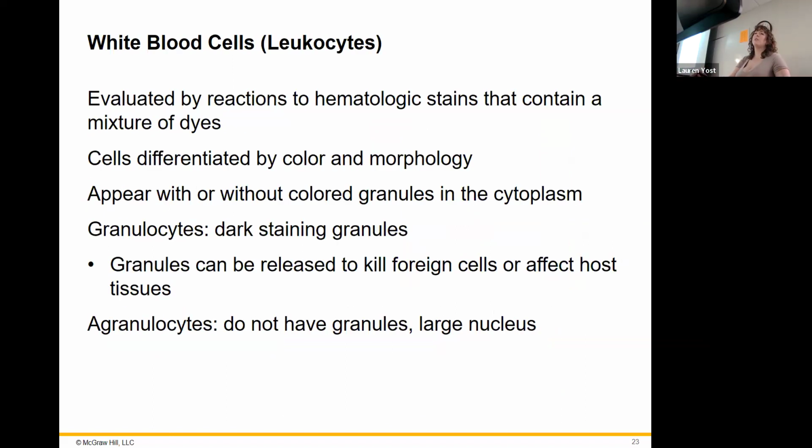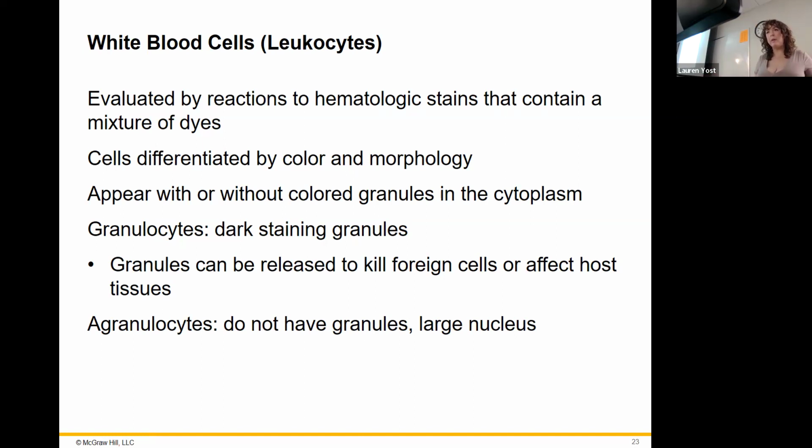All right, white blood cells. These are our leukocytes. Any white blood cell of any kind, whether it is part of the innate or the specific, the acquired, immune response, falls into this category of white blood cell, aka leukocytes. So when we talk about leukocytosis or leukopenia, it's all the white blood cells.